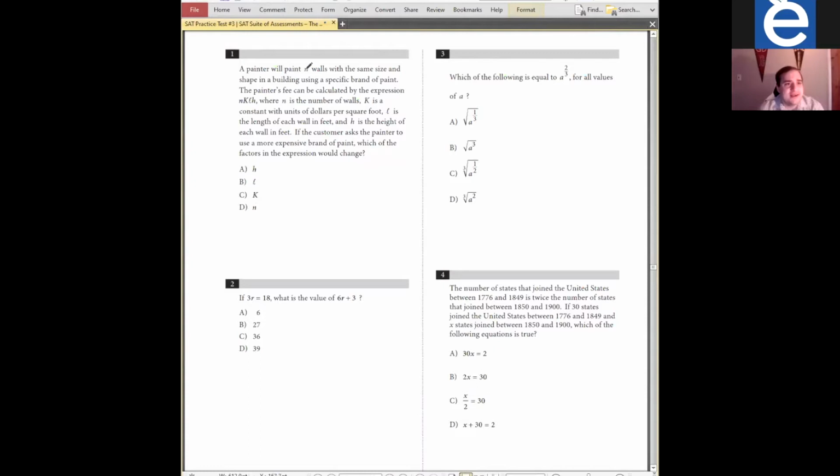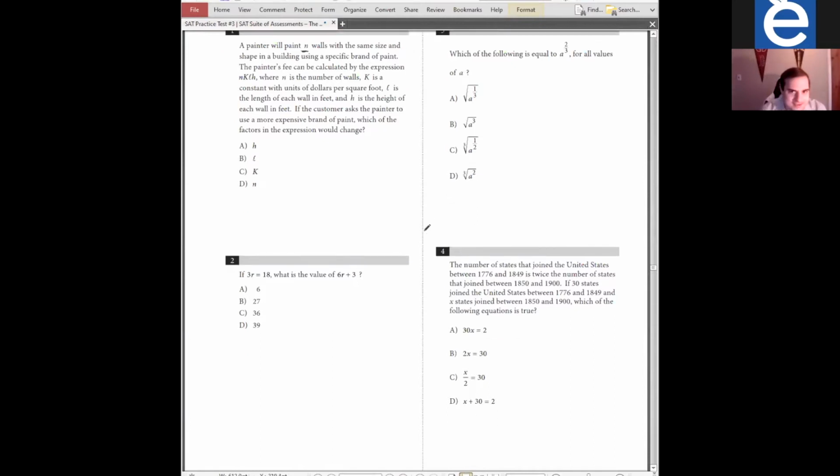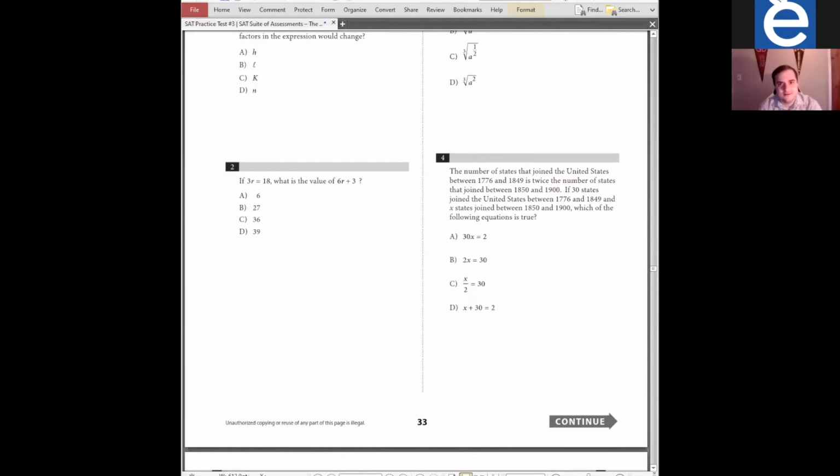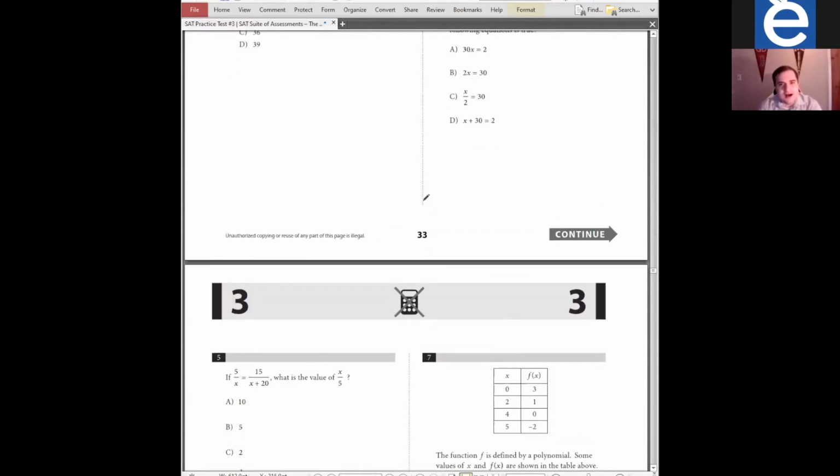So a painter will paint N walls with the same size and shape. Ooh, do we have a request? You're going to need to be more specific than the word algebra. I'm not sure what you mean. All right, we'll get back to that. Yeah, we'll definitely get to some graphing questions as we go. There's a lot of them. So we'll definitely get there just in the normal course of activities.